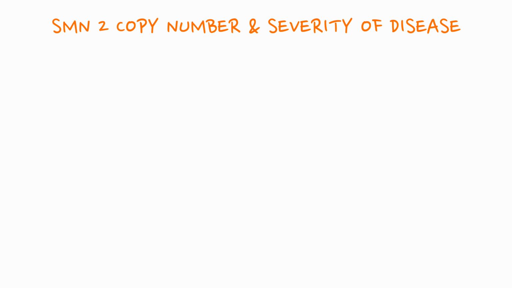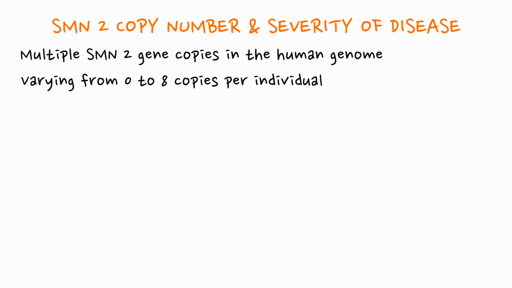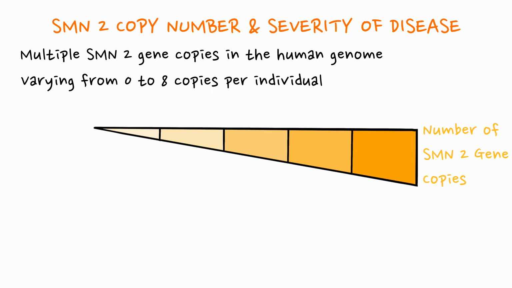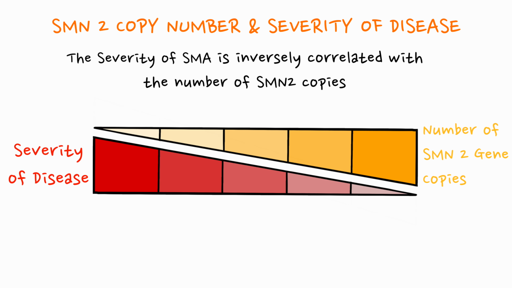The SMN2 gene is present in multiple copies in the human genome, varying from 0 to 8 copies per individual. So the number of copies varies among individuals. The fewer copies of SMN2 a person has, the less potential there is for producing functional SMN protein. However, due to the instability of SMN2-derived protein, the actual amount of functional protein produced is limited. The severity of SMA is inversely correlated with the number of SMN2 copies.